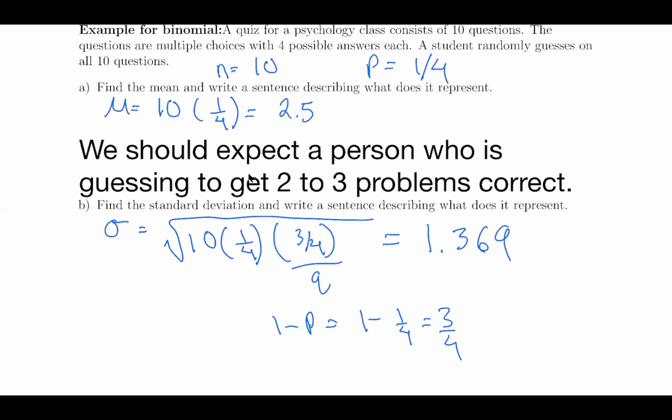So that is telling us how far away from the mean we could possibly be. For most of the cases, we should get 2.5 questions correct, but the standard deviation is telling us that we could go about one question correct above that or one question correct below it. So we should expect anywhere from maybe 1 all the way to 4 questions correct. But if I'm just guessing and I get 10 questions correct out of 10, there's something wrong, because that's very unlikely for somebody to get 10 out of 10 correct, given that they're just guessing on all 10 questions. All right, but that's it for B.